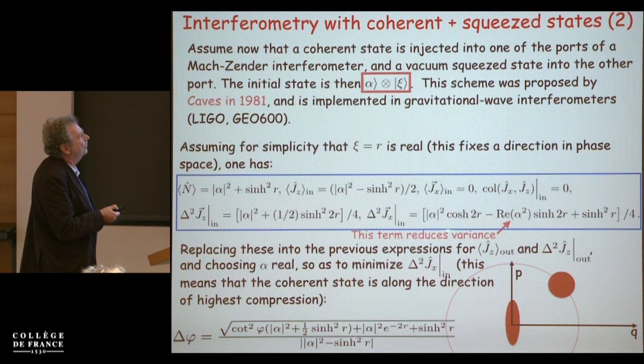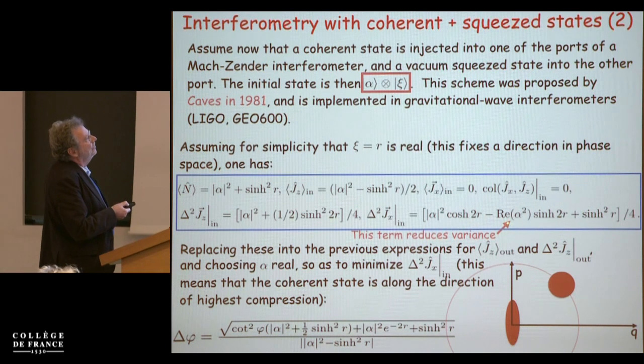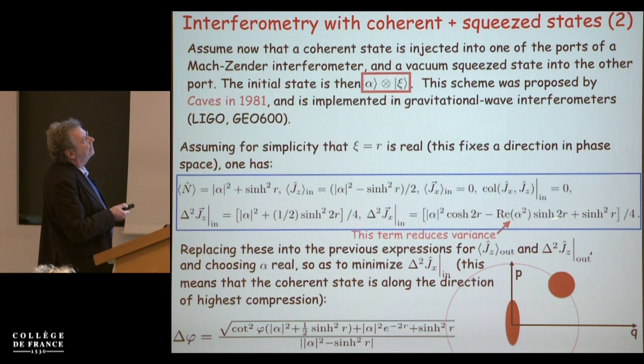Now look at the variance of Jx here. And you see this factor here depends on the squeezed state. It's clear, because if you set r equal to 0, no squeezing, this vanishes because the hyperbolic sine of 0 is 0. Okay? So this is the contribution from the squeezed state.